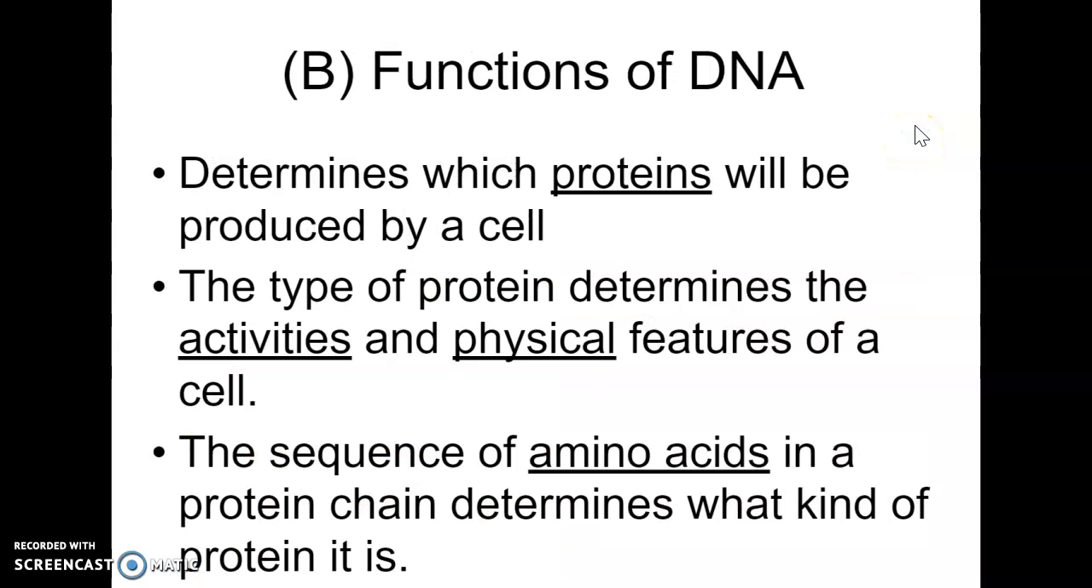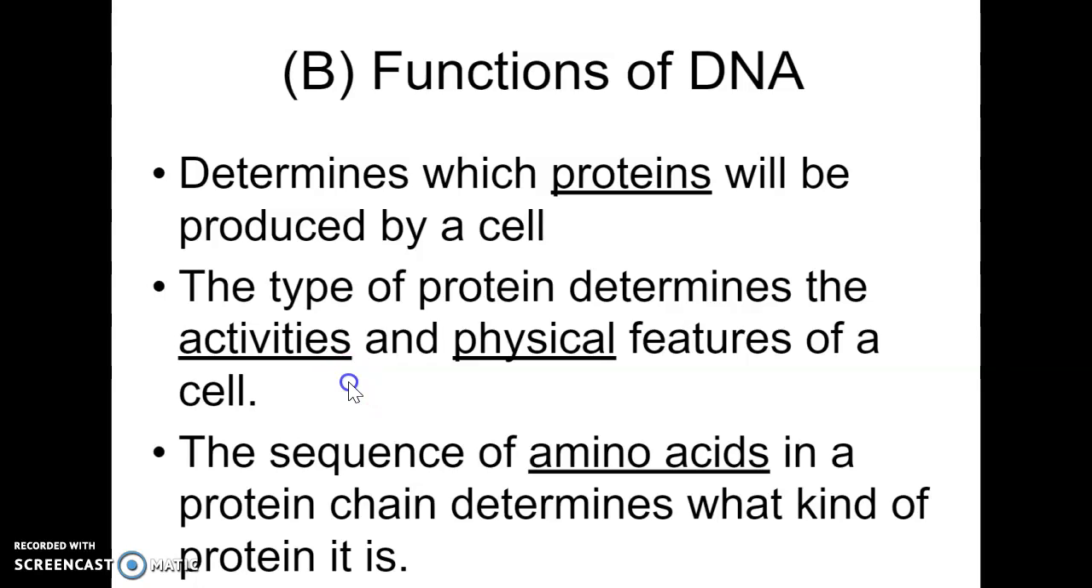So the function of DNA determines which proteins will be produced by the cell. The type of proteins determines the activity and physical features of that cell. It's going to determine if that's a skin cell, a lung cell, or a neuron. So it's going to be determined by the proteins that are being made in that cell. The sequence of amino acids in the protein chain determines what kind of protein it is.